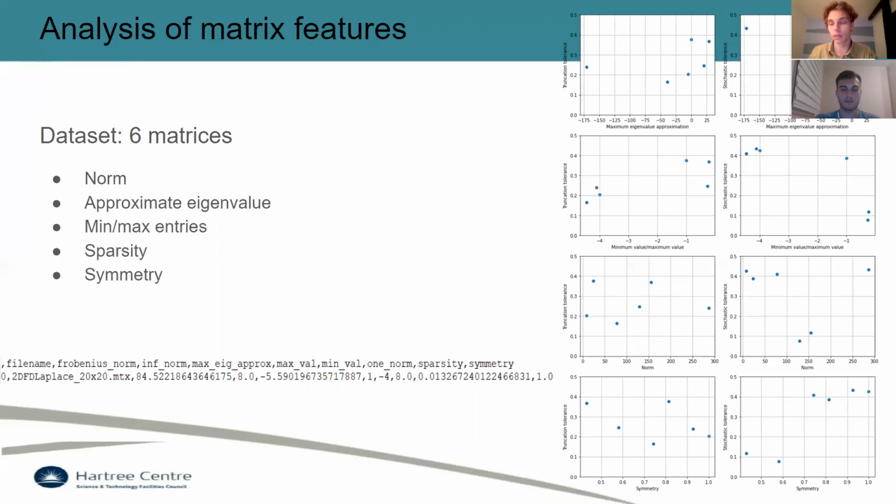As you can see from the plots to the right, our initial exploration of matrix features did not reveal any correlations for a given dataset.